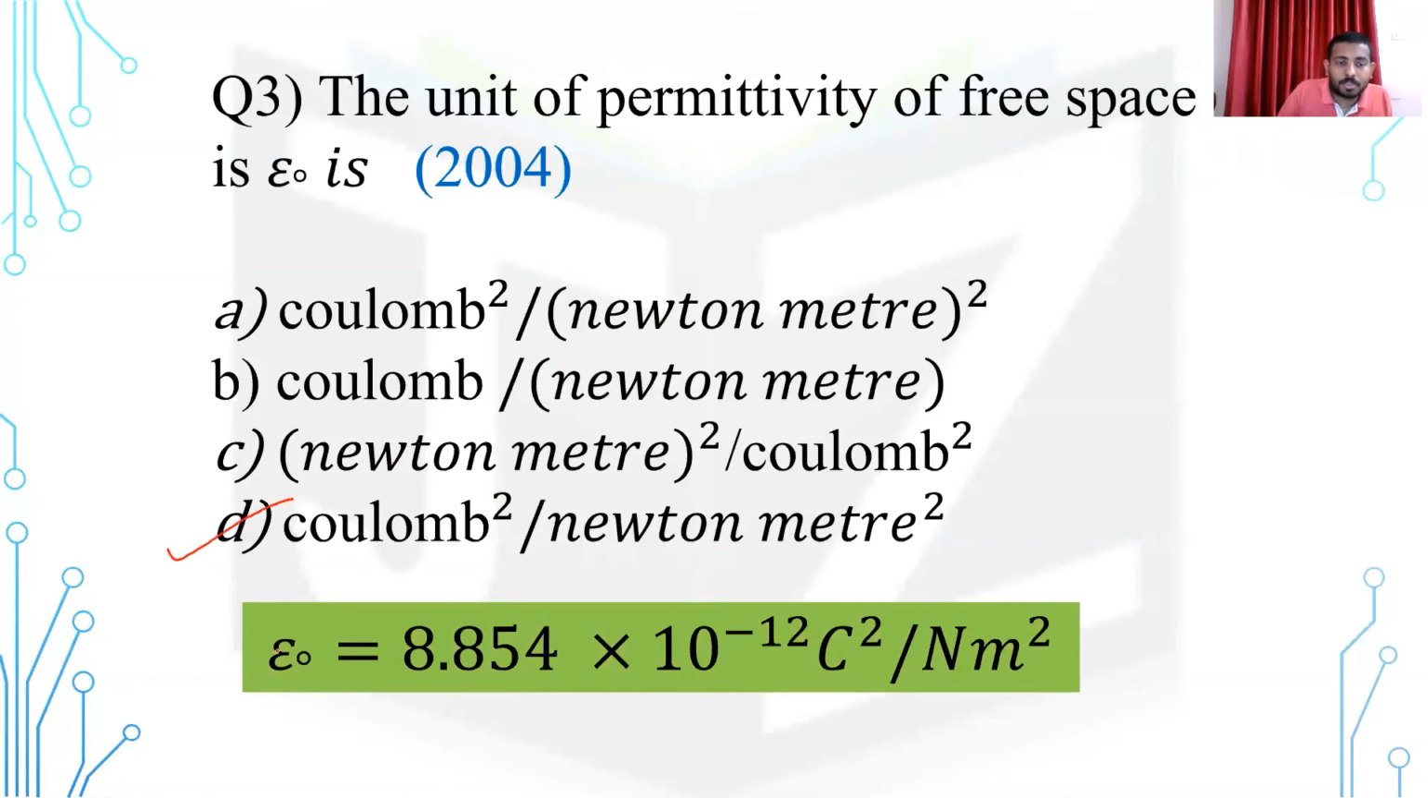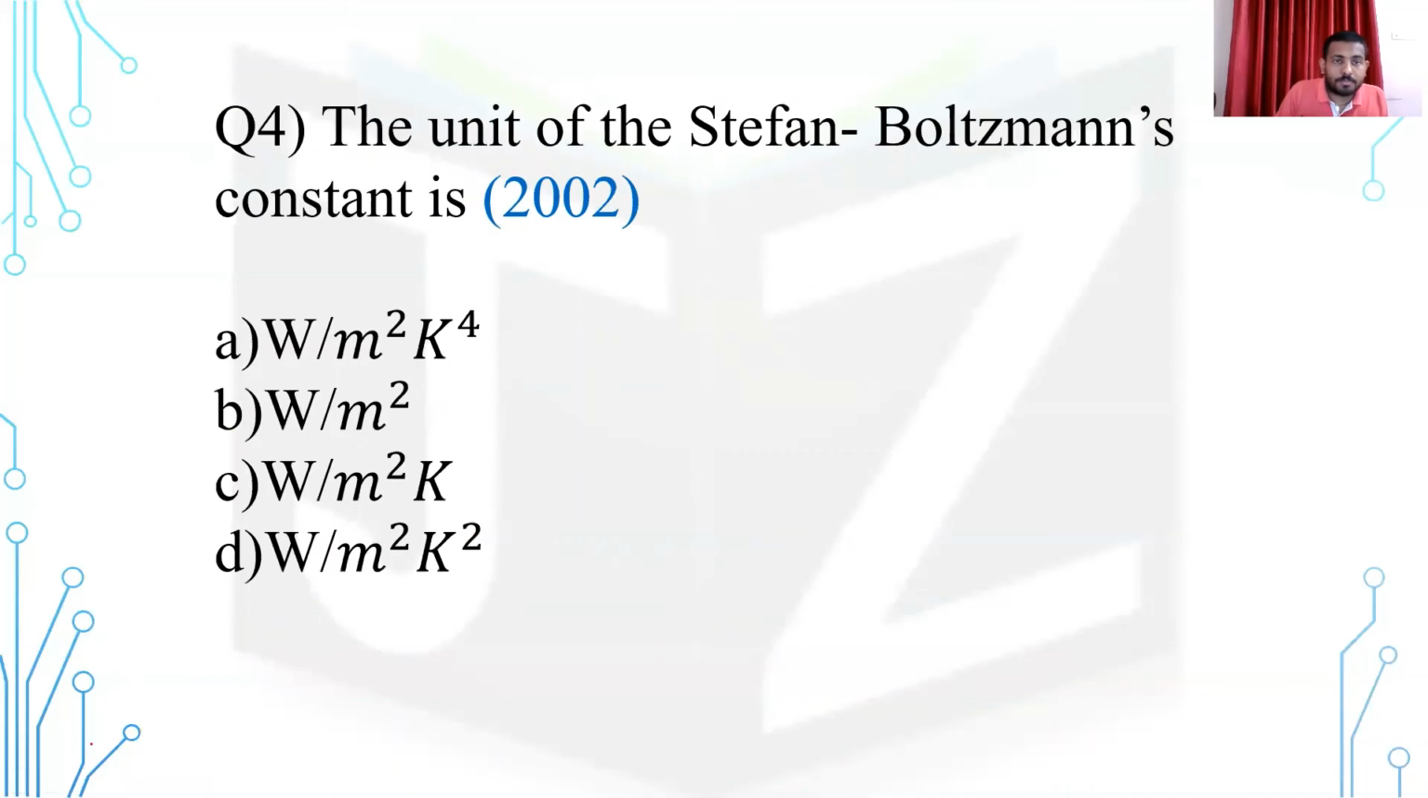Option D. Also remember the value of epsilon 0. It is 8.854 into 10 raised to minus 12 coulomb square per Newton meter square. So let's check the next question. The unit of Stefan Boltzmann's constant is. This question was asked in the 2012 IPMT exam. So let us check what Stefan Boltzmann's constant is.